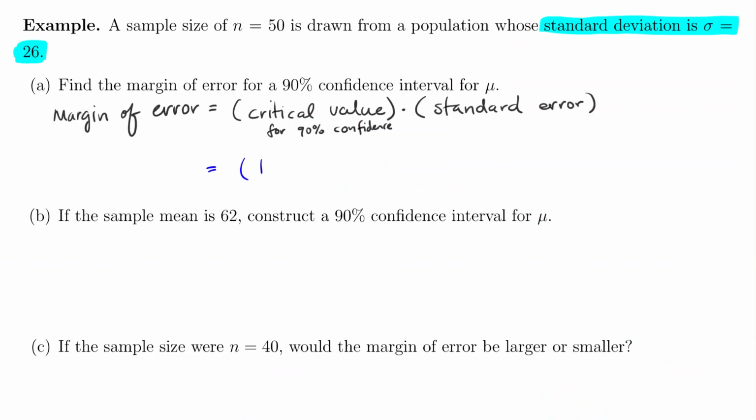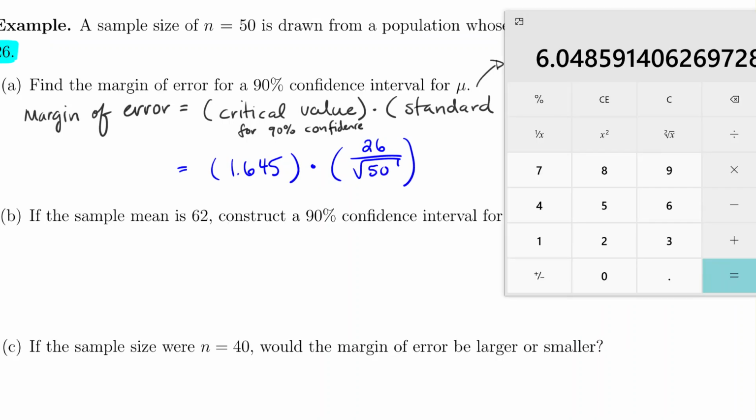So this is equal to 1.645 times, now the standard error, that as a formula, if you look above in this page of notes, is the standard deviation divided by the square root of the sample size. I guess here I should write the square root of n so it's generic, and then we'll apply it here. So that will be our standard deviation of 26 divided by the square root of 50. And here we get, it rounds to about 6.049 for my margin of error.